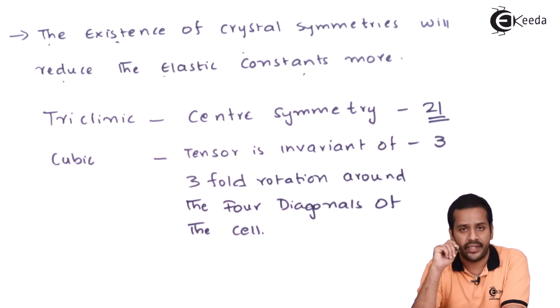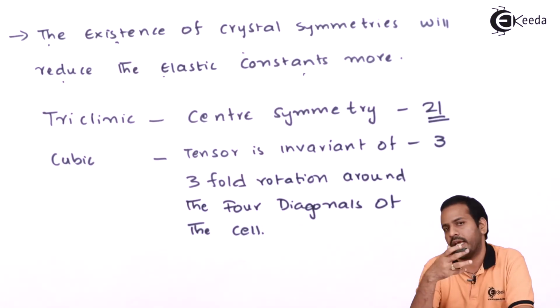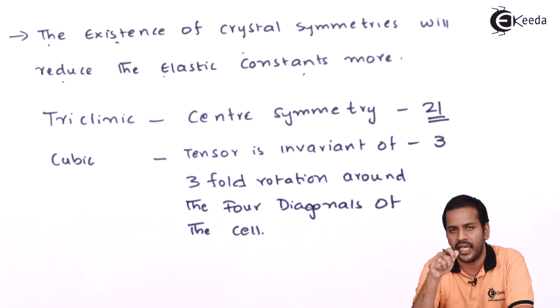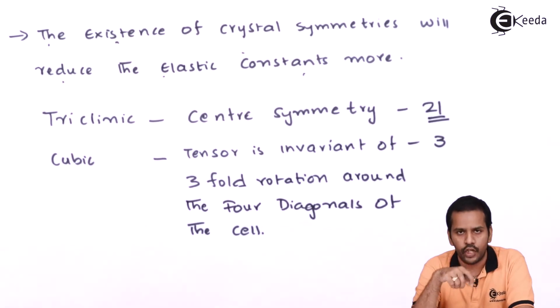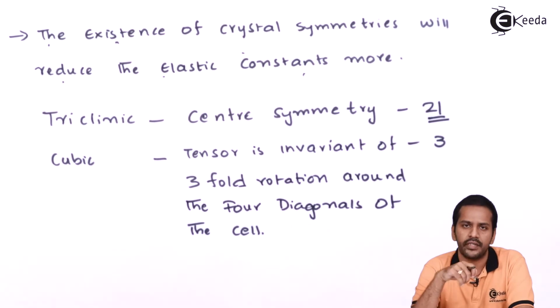That is, if you take any metal, there will be some inherent symmetries. If you take iron, FCC or BCC or HCP, whatever the structure is, it will have some inherent symmetries. That is, if you rotate the crystal along some diagonal, or if you reflect it, any of these rotations or reflections will reduce our elastic constants, because they will be repeated. Even if you rotate, the stress tensor or the stiffness tensor won't change. So we can explore these symmetries as well.